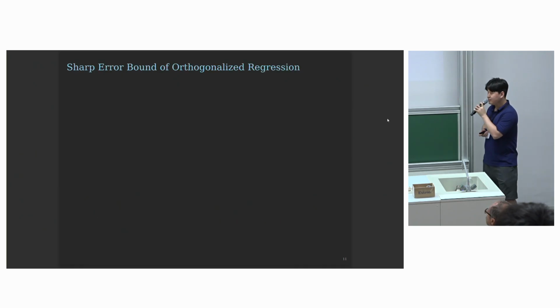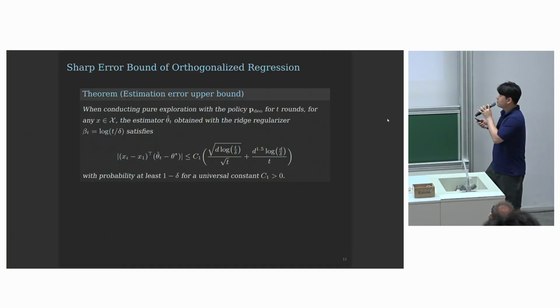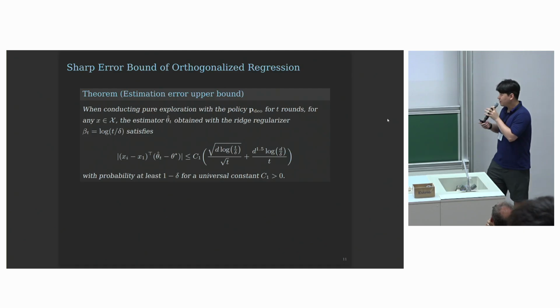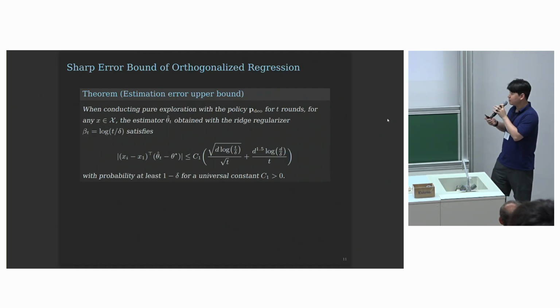And the next main theorem is error analysis of our estimator. So this theorem is about error analysis. Prior work's error bound is d over square root t. Our work is square root d over square root t, so our result is slightly better with respect to dimension d.